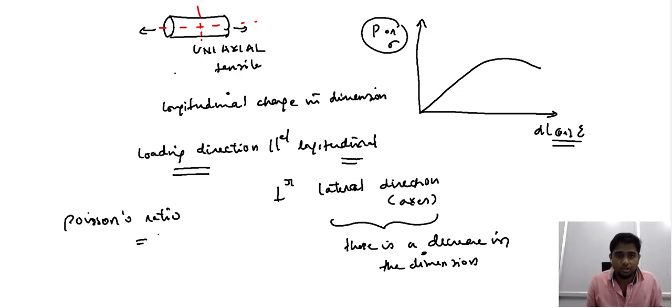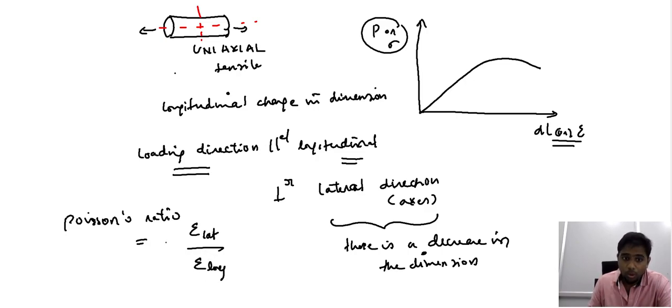This we refer to as the Poisson's effect, and the ratio that includes both the change in the lateral dimension and also the longitudinal dimension is called Poisson's ratio. So if the strain in the lateral dimension is represented by epsilon lat and the strain in the longitudinal dimension is expressed by this term here, then this ratio along with a negative sign is called Poisson's ratio.